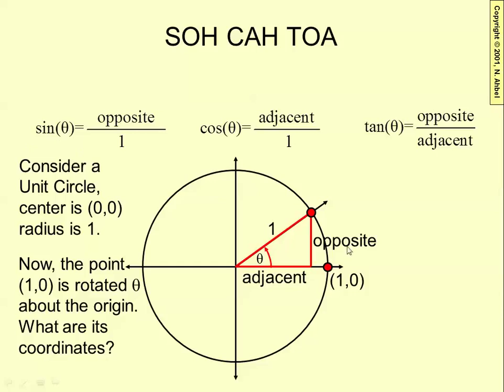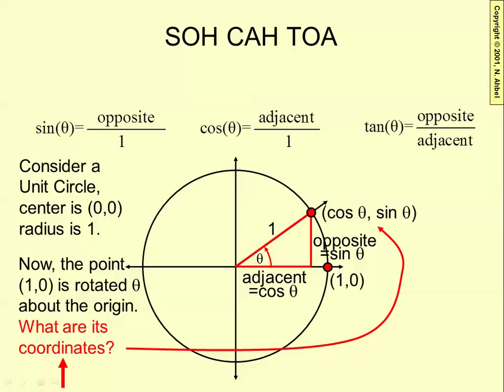So now we can see that opposite is equal to the sine of theta and adjacent is equal to the cosine of theta. So what are the coordinates of this point? Well, you could think of right now the coordinates of this point as (adjacent, opposite), because you move to the right adjacent and then up opposite. But adjacent is equal to the cosine of theta, and opposite is equal to the sine of theta. So the coordinates of this point must be (cosine of theta, sine of theta).